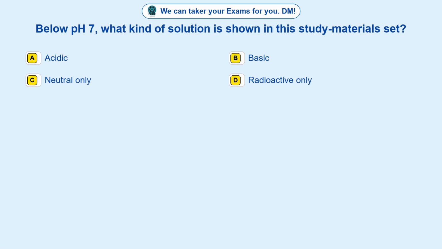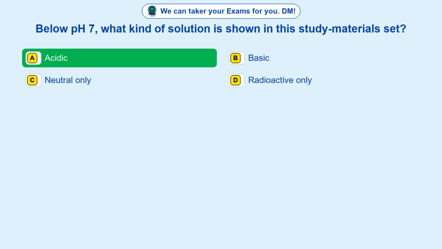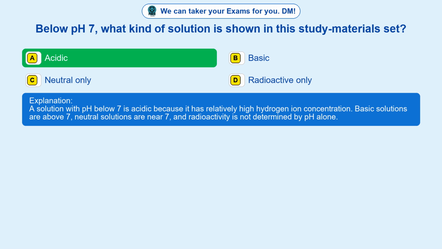Question 35. Below pH 7, what kind of solution is shown in this study material set? Option A, acidic. Option B, basic. Option C, neutral only. Option D, radioactive only. The correct answer is option A. Acidic. A solution with pH below 7 is acidic because it has relatively high hydrogen ion concentration. Basic solutions are above 7, neutral solutions are near 7, and radioactivity is not determined by pH alone.